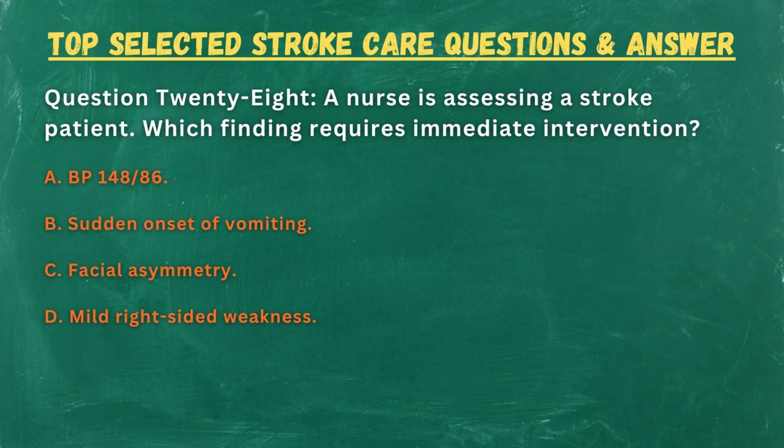Question 28. A nurse is assessing a stroke patient. Which finding requires immediate intervention? A. BP 148/86. B. Sudden onset of vomiting. C. Facial asymmetry. D. Mild right-sided weakness. Answer: B. Sudden onset of vomiting.